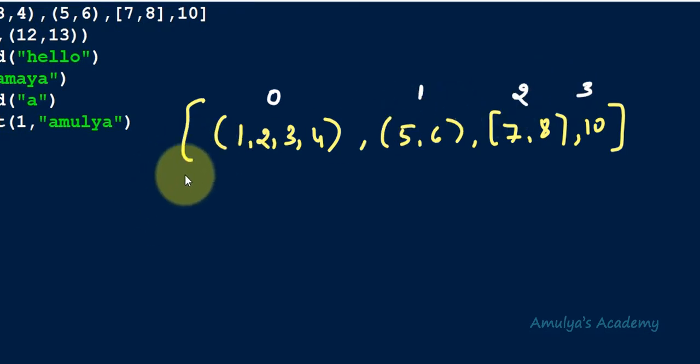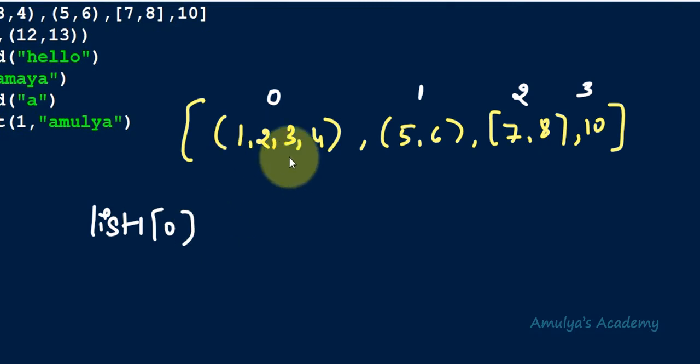So when I take list1, right? When I take list1 of 0, we'll get this tuple. List1 of 1, we'll get this tuple. List1 of 2, we'll get the list 7 and 8. List1 of 3, I'll get 10. So this is the index of the list.